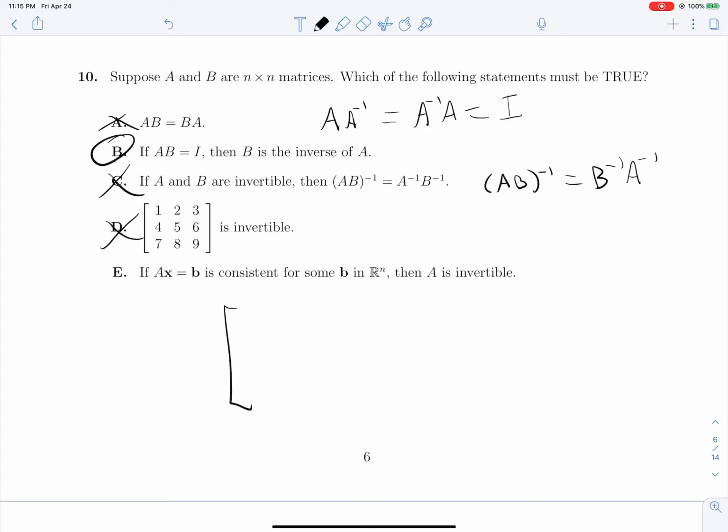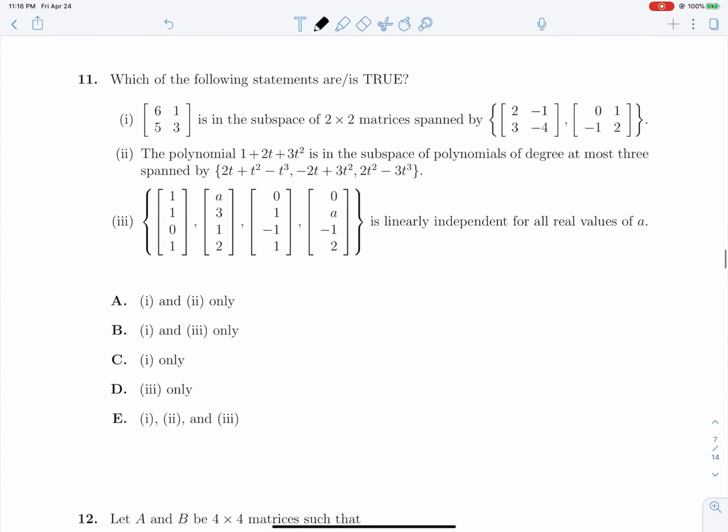What about this matrix right here? 1, 0, 0, 0. This takes in all of Rn and spits out all of Rn on the x-axis. So it will squish all y values down to y equals 0. So it's consistent for all vectors b that are just along the x-axis here, but our matrix is not invertible. So clearly this guy is not true. So 10 is B.